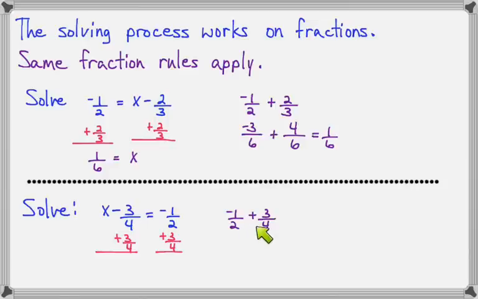Okay, so look at the 2 and the 4. Common denominators. Common denominator will be 4. So I'm going to multiply 2 times 2 and get 4. And then I've got to multiply the top by 2, and that'll be negative 2. Notice that because this one, the denominator didn't change, the top doesn't change either. And then negative 2/4 plus 3/4 is positive 1/4. So x equals positive 1/4.